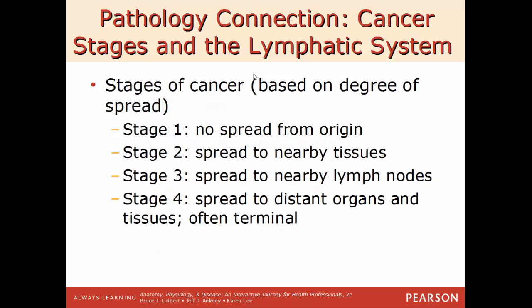Now, the stages of cancer are all based on the degree of how far it has spread. So the first one, stage 1, there's no spread from the site of origin. Stage 2 is spread to nearby tissues. Stage 3, it is spread to nearby lymph nodes. And for stage 4, spread to distant organs and tissues. This is often terminal. That's why there is no stage 5. Once you have stage 4, you're very close to the end of life.